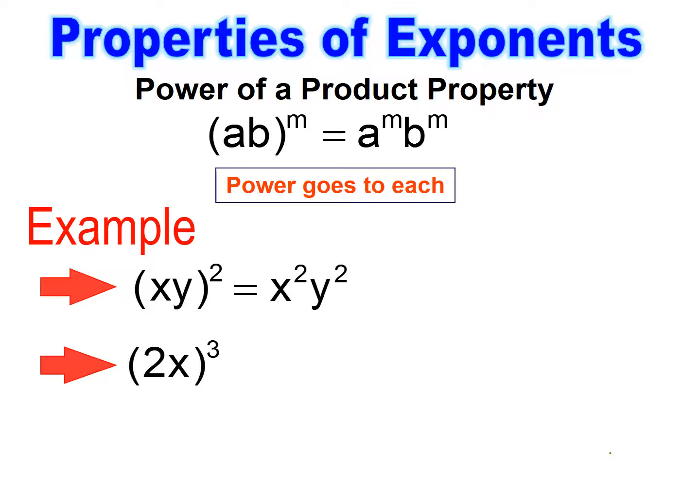So be careful, because when there's a number inside a quantity raised to a power, make sure you don't miss the number. That number needs to get that power also. So in this case, we end up having 2 to the 3rd power, x to the 3rd power. And because we can simplify 2 to the 3rd power, we need to do that. So 2 to the 3rd power equals 8, x to the 3rd power. So this quantity, 2x to the 3rd power, will simplify to 8x to the 3rd power.